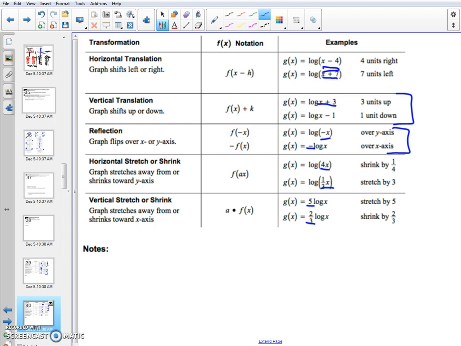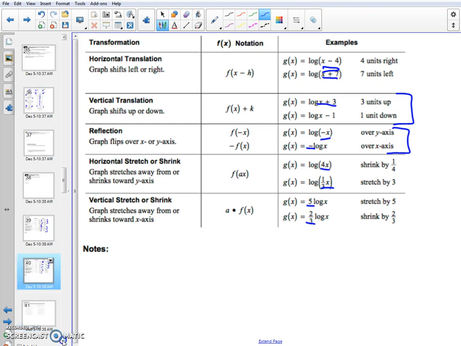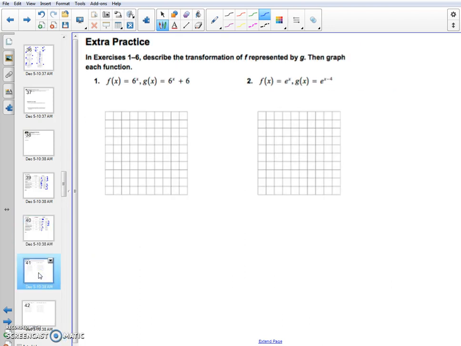All right, so next we're going to do some practice with some graphing. We're going to go down to page 173, and we're going to start with number 1. We're going to do some graphing with transformations. If this is my function, 6 to the x, and this is g, 6 to the x plus 6, I first want to say, what is that transformation? Well, that would be up 6. So this is pretty straightforward. I'm going to create my table for 6 to the x.